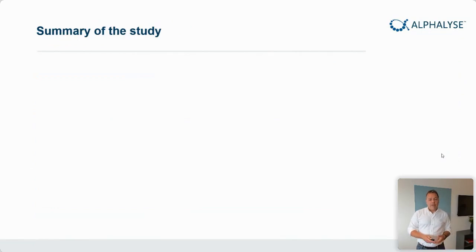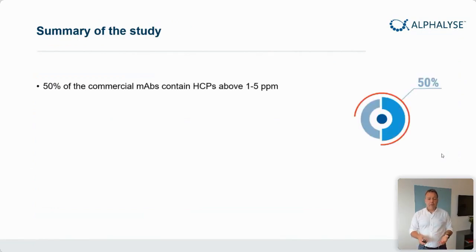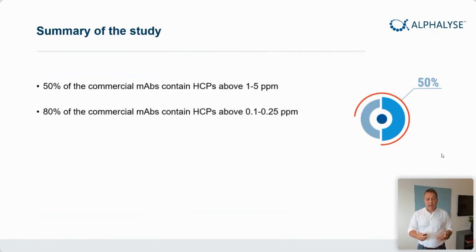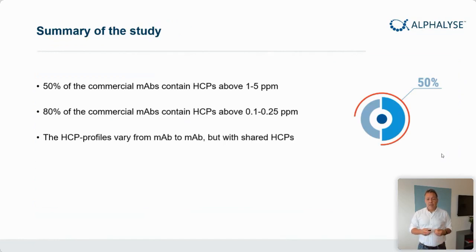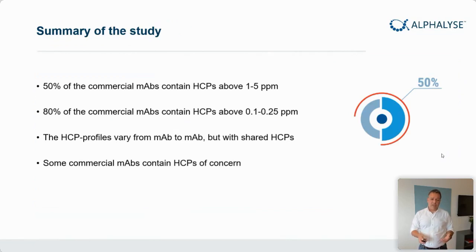So the summary of the study is, in 50% of the commercial monoclonal antibodies we analyzed, we could see HCPs above 1 to 5 ppm. In 80% of the commercial monoclonal antibodies, we had HCPs detected above this 0.1, 0.25 ppm. The HCP profile varies from drug substance to drug substance, but there are some shared host cell proteins. And we also find that some of these commercially available monoclonal antibodies contain host cell proteins of concern.